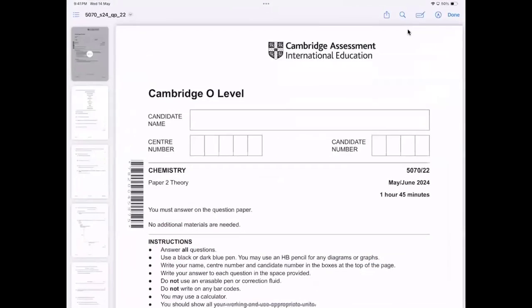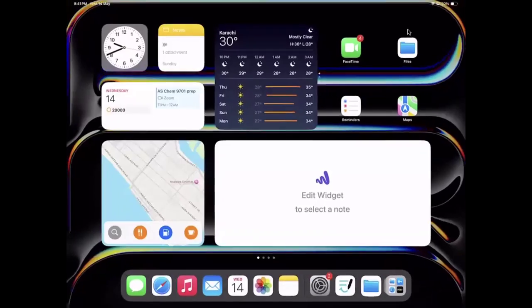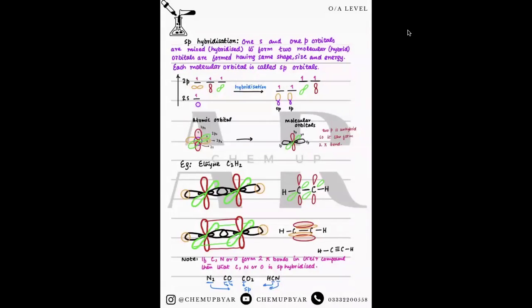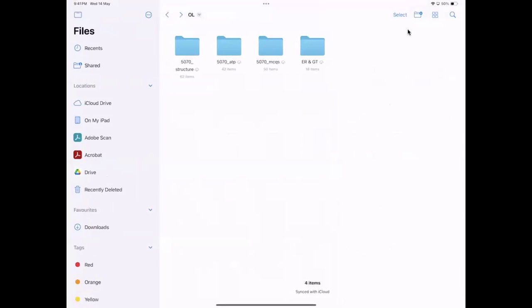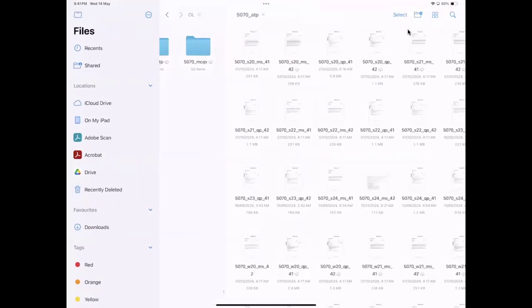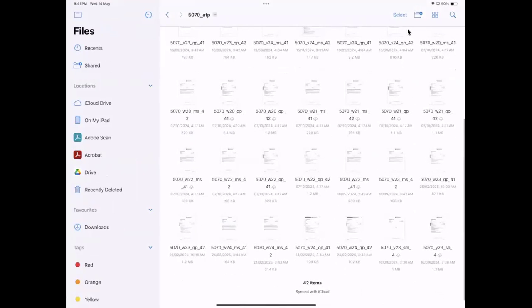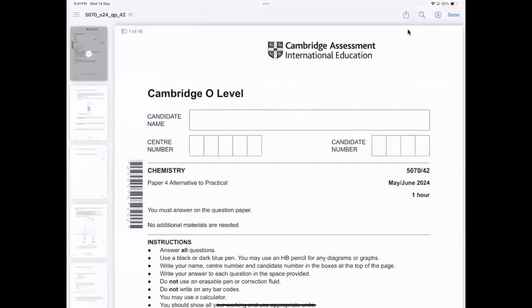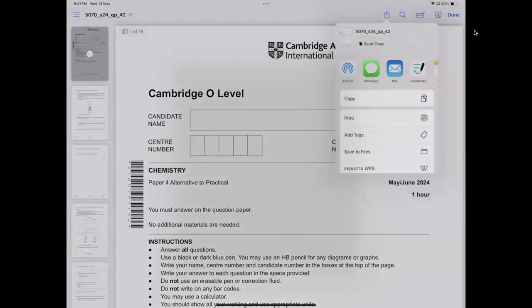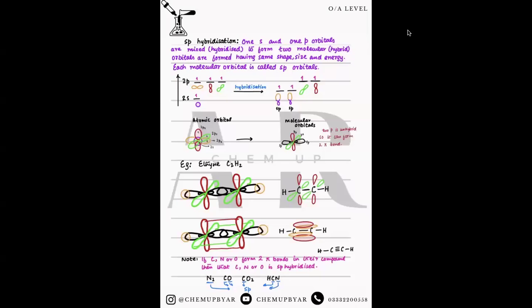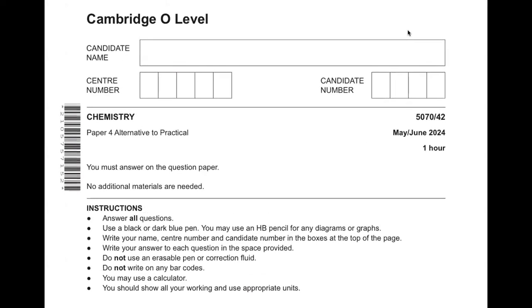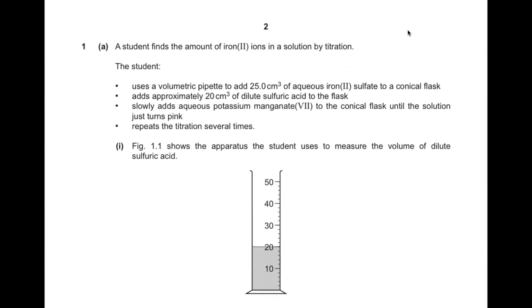Sorry, we are going to do the ATP paper basically. Okay. So today we are going to do 5070 paper 42, which is alternative to practical, May June 2024. Okay. Let's move to question number 1.